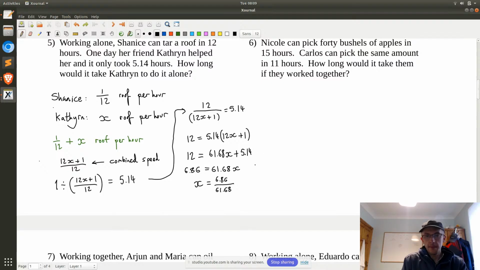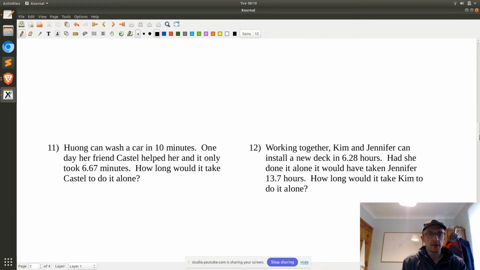So I do wavy equal sign and I write 1/9. And why do I say that? Because it's like 0.111. That's to the nearest thousandth. So I'm pretty sure that Catherine cleans a roof in like 9 hours. Faster than Shanice. Okay, so like I'm going to say 1/9. But we're going to check.